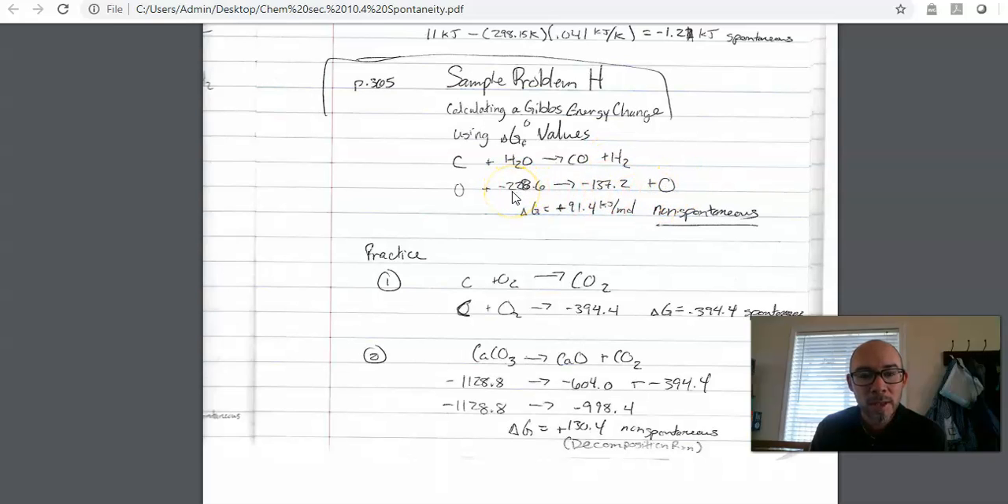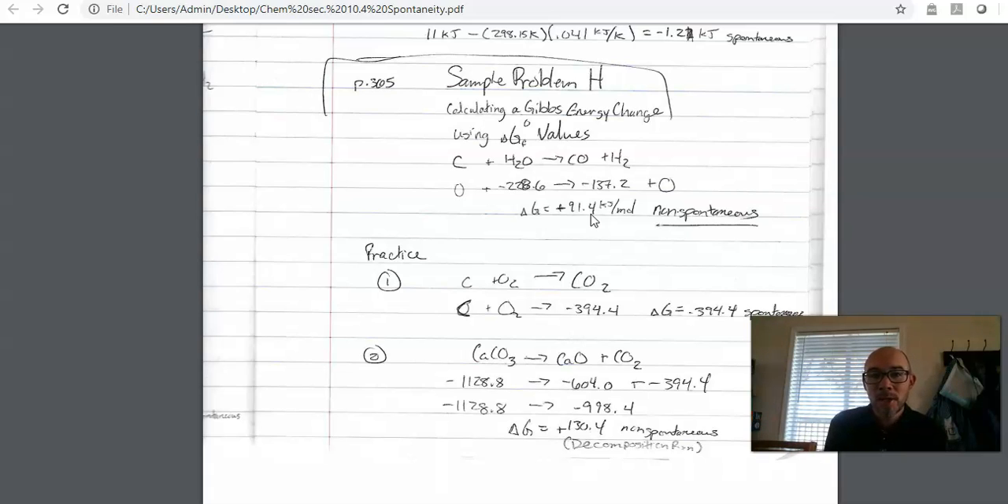So we're like, look at this. It goes from negative 228 to negative 137. That is, it's going up. It's getting closer to 0. So our change in Gibbs energy is a positive 91.4 kilojoules. If you went the way that they did it in the book, you'd do the reactants minus the products. So you got negative blah, blah, blah, minus negative 228. And that's where you get your positive 91.4 kilojoules. So it's positive. It's non-spontaneous.